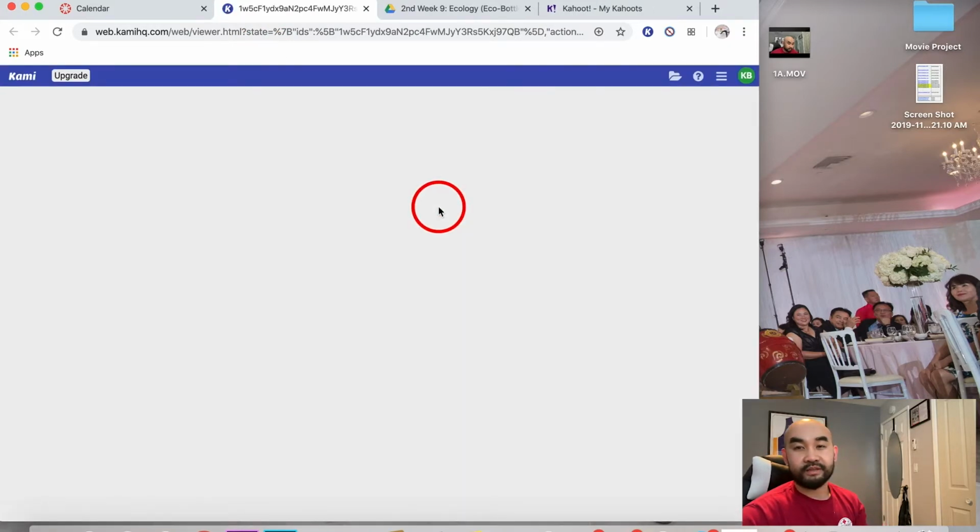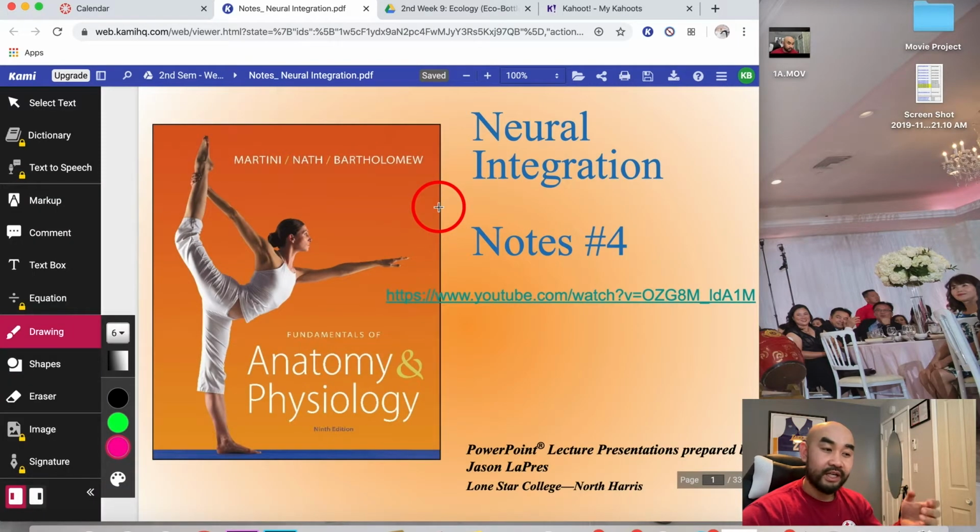Speaking of note, the end of the month is coming. So don't forget we do have e-intact and notebook check. And this is our fourth note. So make sure you look up the note.